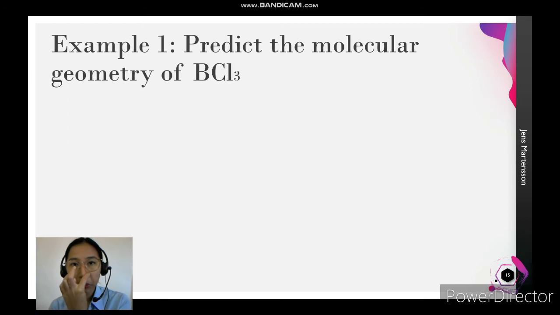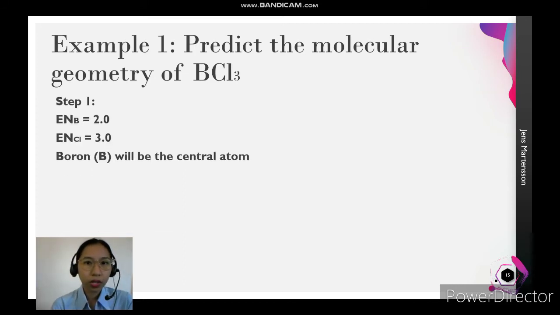In your module, you have 3 examples, and we are going to discuss the first example, which is to predict the molecular geometry of BCl3. So based on this, we have BCl3, we have 2 types of atoms. We have B for boron and Cl for chlorine. Step 1, we are going to look for the EN values of B and Cl. So for B, you have 2.0. For Cl, you have 3.0.